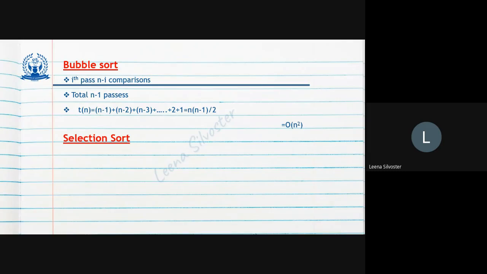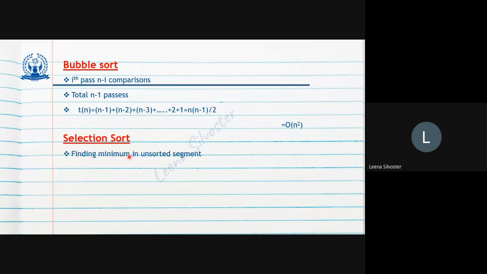Okay. What about the selection sort? Can you tell me the complexity of selection sort? Any idea? Anyone?